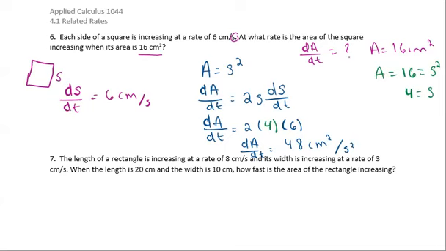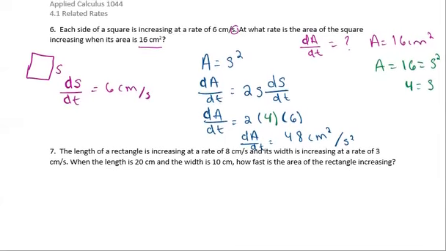Let's look at the next one. The length of a rectangle is increasing at a rate of 8 centimeters per second, and the width is increasing at a rate of 3 centimeters per second. When the length is 20 centimeters and the width is 10 centimeters, how fast is the area of the rectangle increasing? All right, there's a lot to digest here.